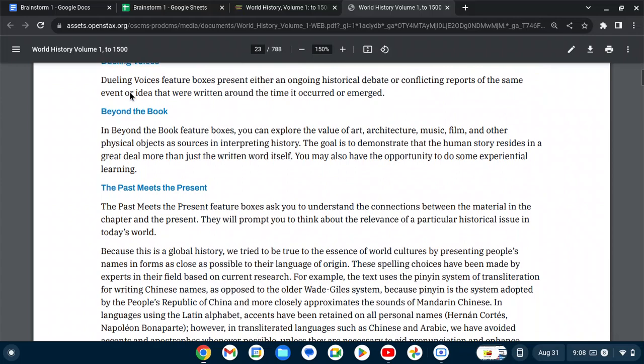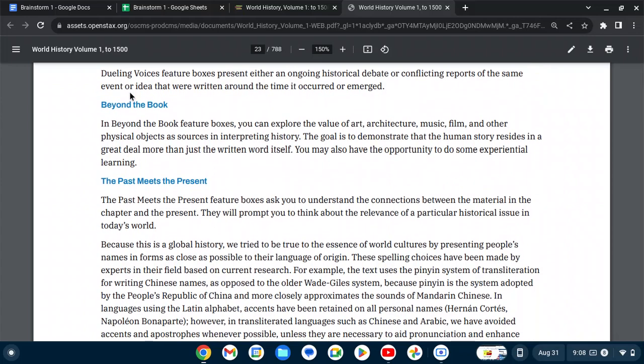Dueling Voices. Dueling Voices feature boxes present either an ongoing historical debate or conflicting reports of the same event or idea that were written around the time it occurred or emerged.